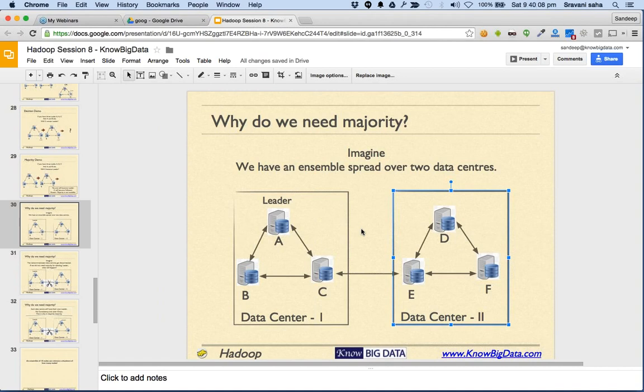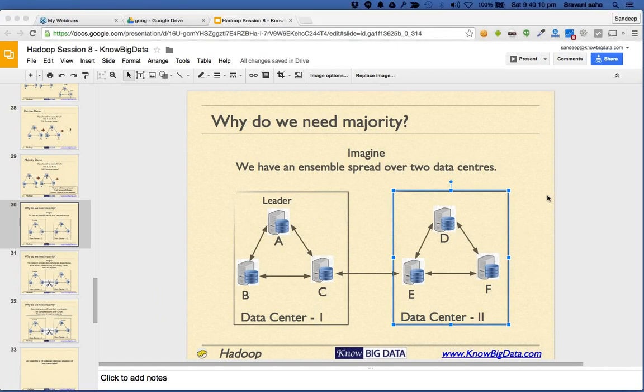Meaning there can be only one piece which is bigger than 50%. Therefore, to make sure there is only one partition of the network which can select a leader, making sure that there is only one leader in the network, we impose the rule that only the partition having the maximum majority of the nodes can elect a leader. That means there'll always be one leader.